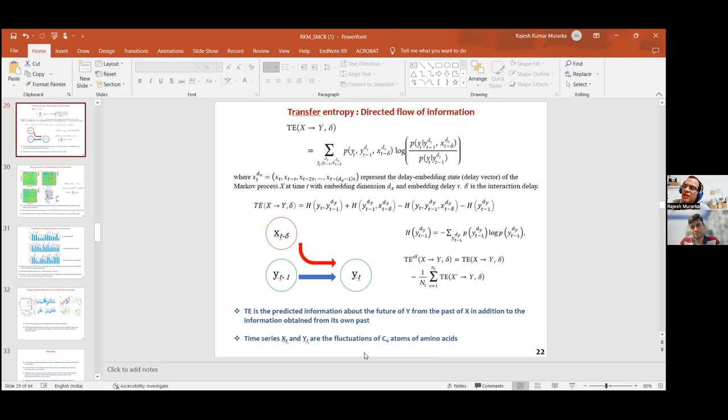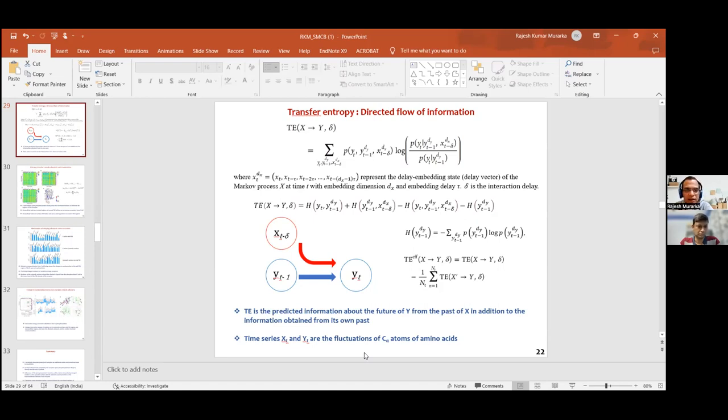If you use Pearson correlation, which is a linear correlation, it doesn't give you any nonlinear correlations, but mutual information gives you the nonlinear correlation. The problem with mutual information is that it is symmetric, because it doesn't tell you whether X is driving or Y is driving.